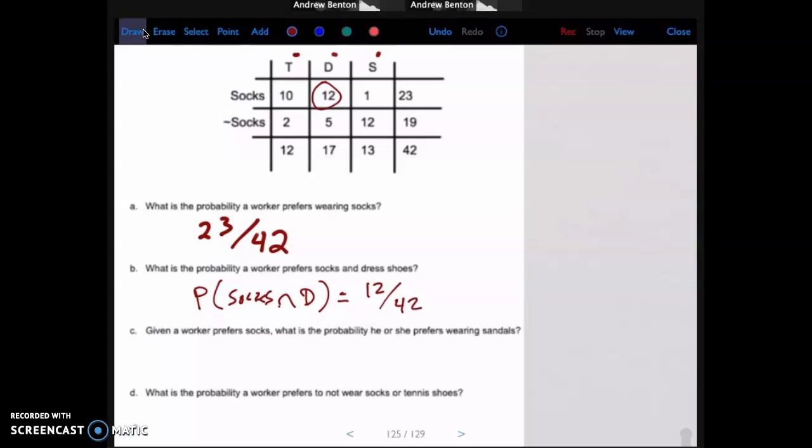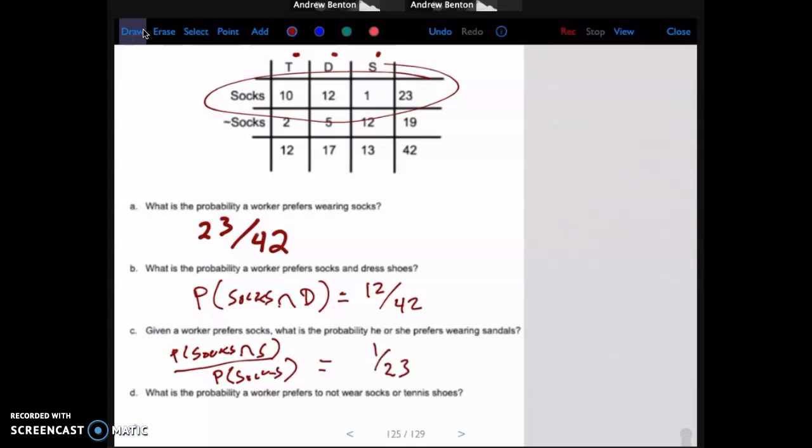Given a worker prefers socks, so we're given that the worker prefers socks right now, which is going to be just this row right there, what's the probability he or she prefers wearing sandals? So that's going to be the intersection of socks and sandals divided by the probability of socks. So the intersection is going to be 1 divided by 23.